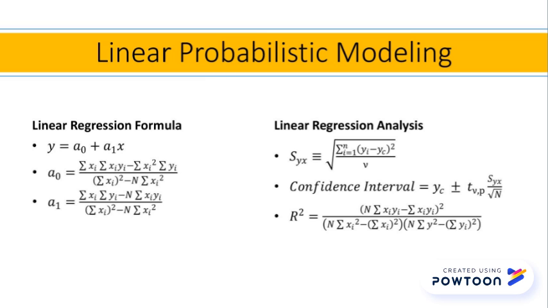But how good is this model? To measure this, we can obtain the standard deviation for the model and confidence interval for any predicted point. Moreover, we can find the coefficient of determination, which tells us how much variation is explained by the model. This happens to be the square of the correlation coefficient.